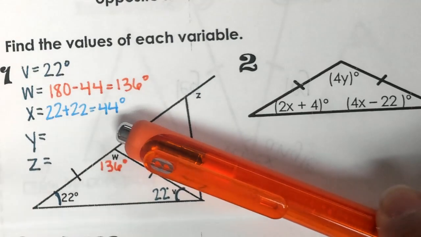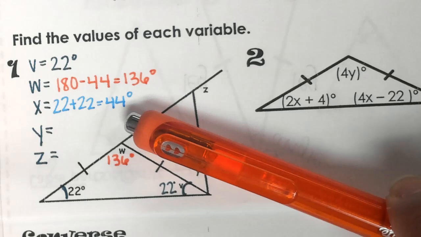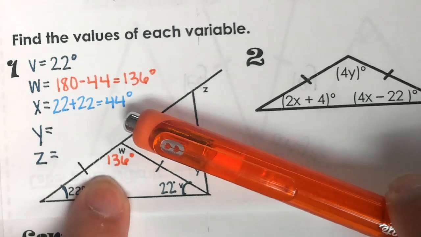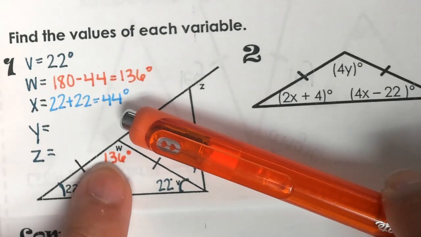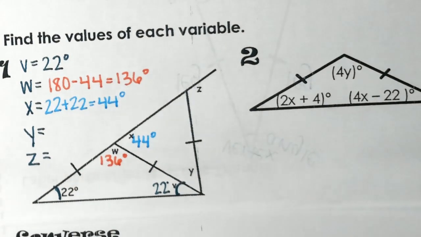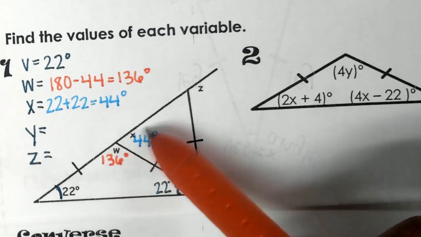Let's say you are not like Kim and you did not remember the remote exterior angle theorem. Do you agree you still could have got W? Yeah. And then what could you do now that you have W? Subtract it from 180. So if you did not remember that remote exterior angle theorem, you can still get the answer because these are a linear pair. They add up to 180.